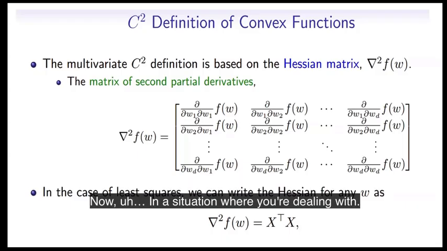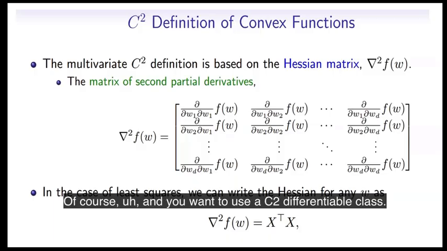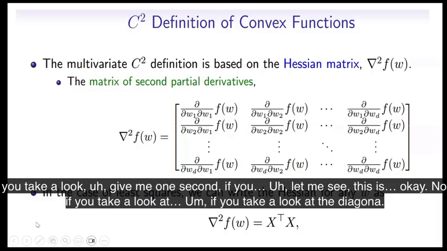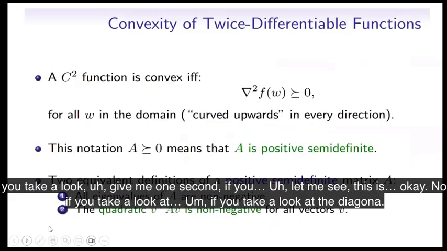Now, in a situation where you're dealing with multivariate, where you've got a lot of variables, and you want to use a C2 differentiable class, you're going to have what I call the Hessian matrix. This is what you call the Hessian matrix. If you take a look, give me 1 second.